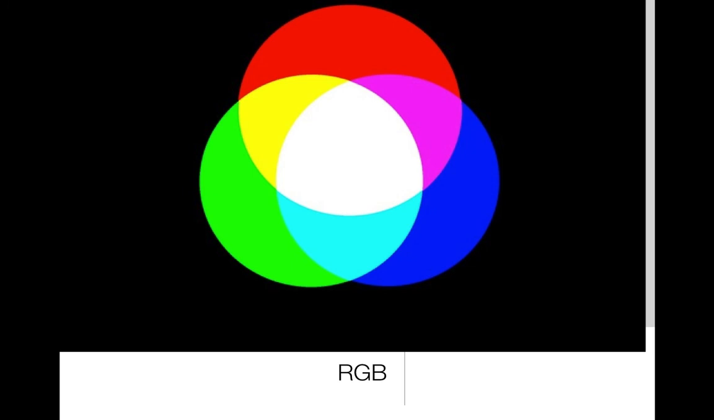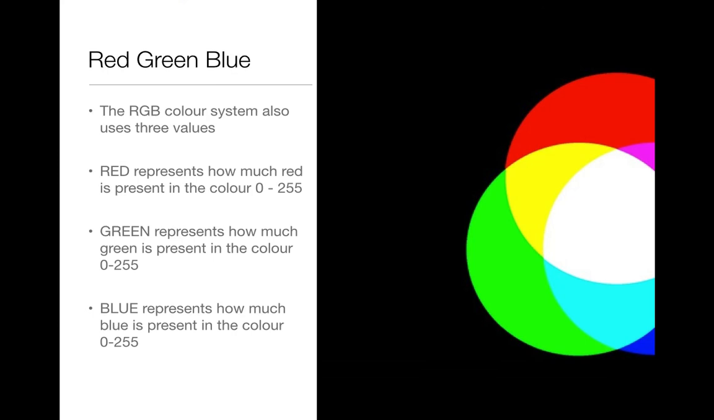So, with the RGB system, we have three values again. The first one, red, represents how much red is in the color. The second one, green, tells us how much green is in the color. And the blue one tells us how much blue is in there. These three values combined tell us what the colour is.